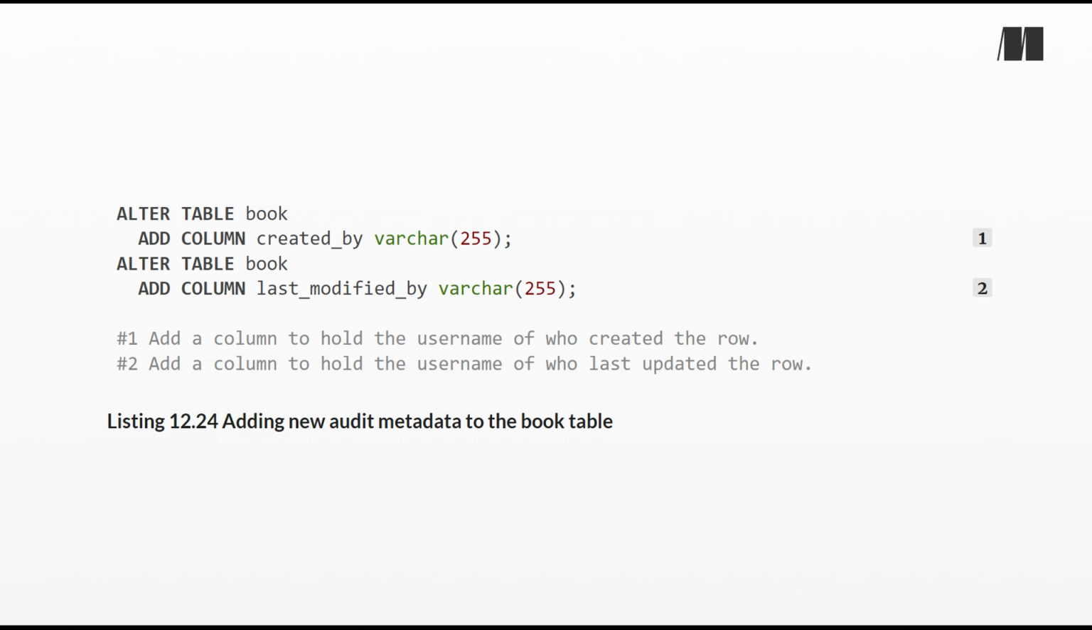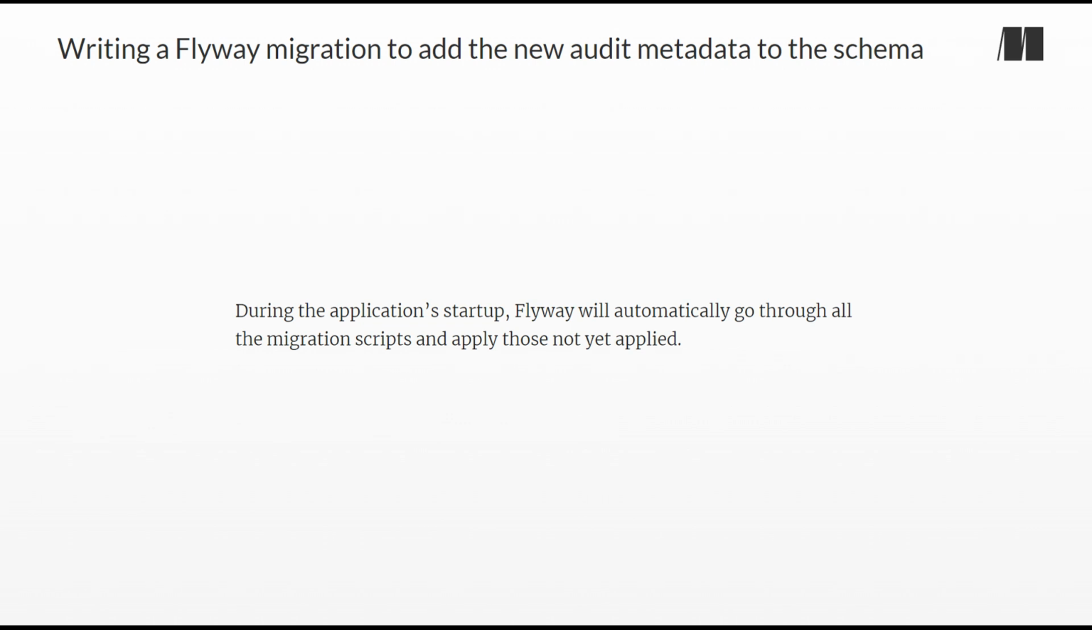In the src/main/resources/db/migration folder for the Catalog Service project, create a new V3__add_user_audit.sql migration script to add 2 new columns to the book table. Ensure you type 2 underscores after the version number. Listing 12.24. Adding new audit metadata to the book table. During the application startup, Flyway will automatically go through all the migration scripts and apply those not yet applied.